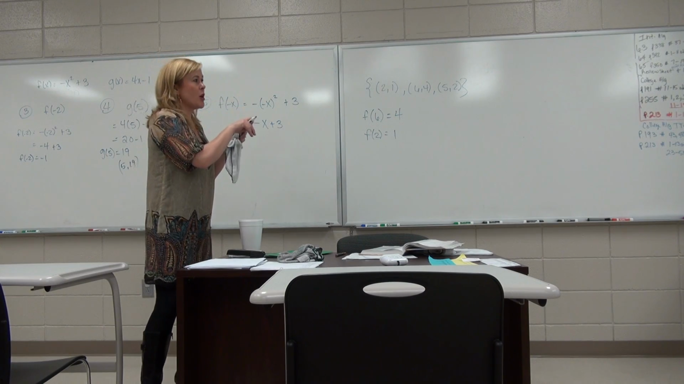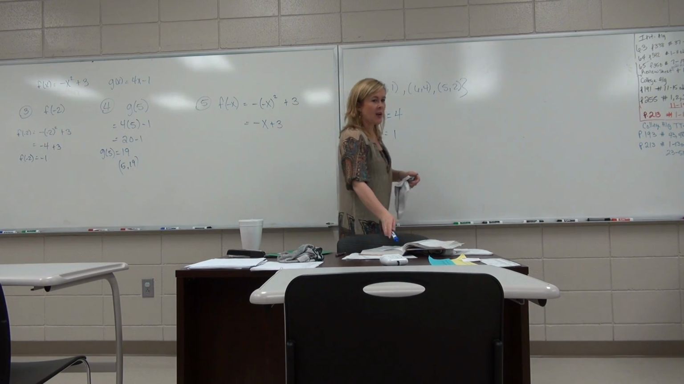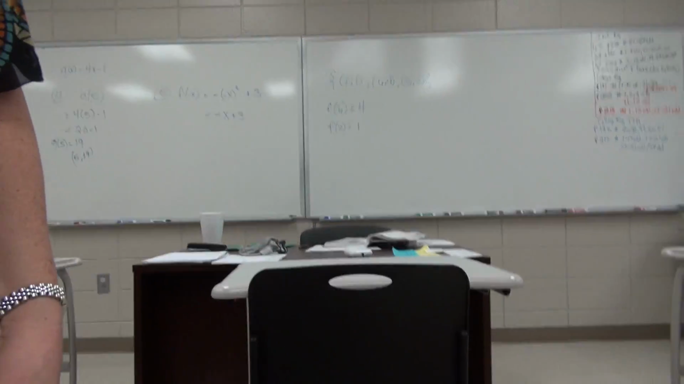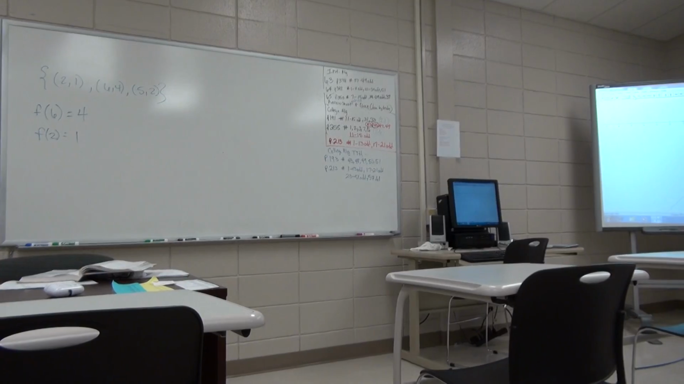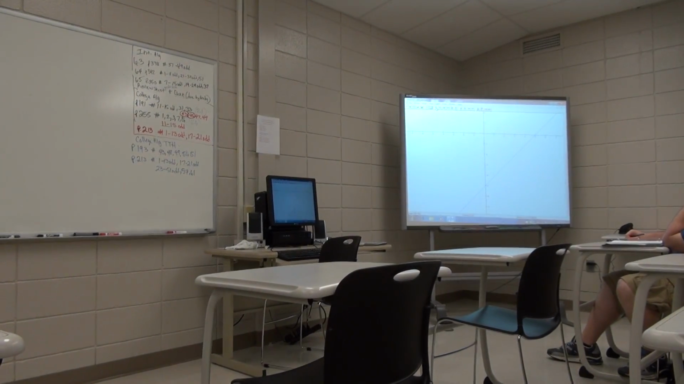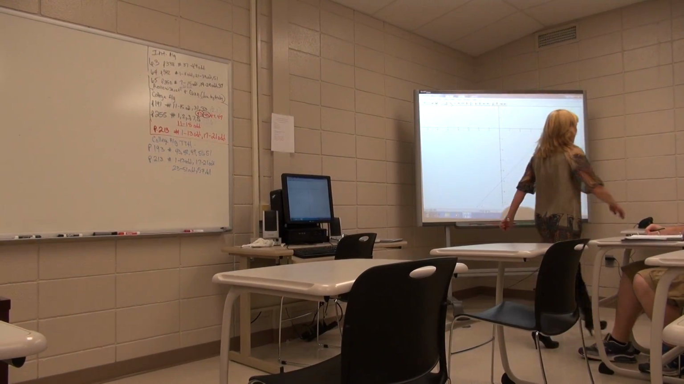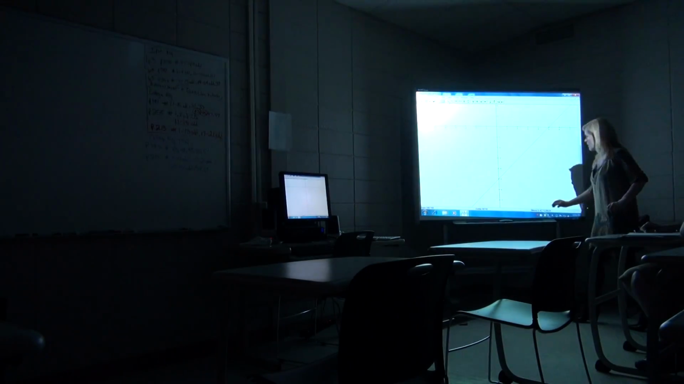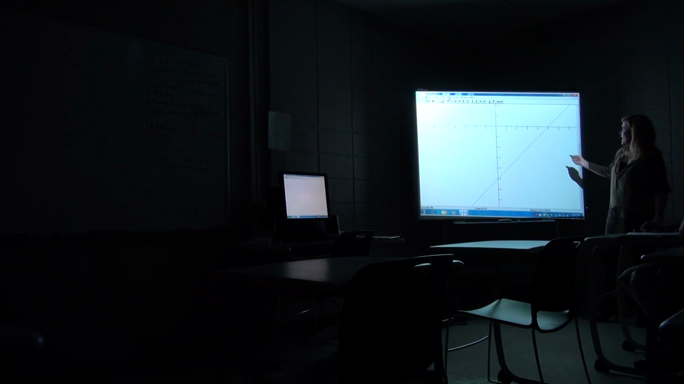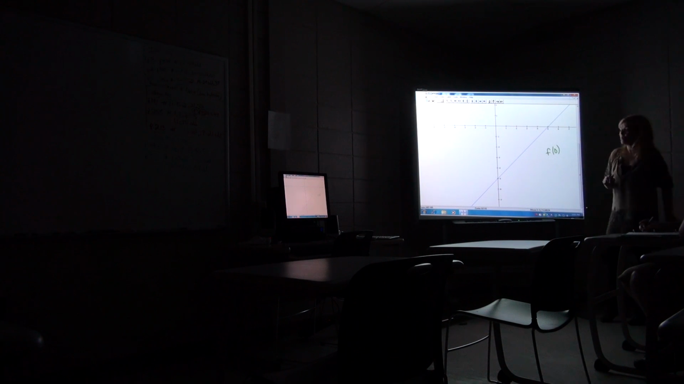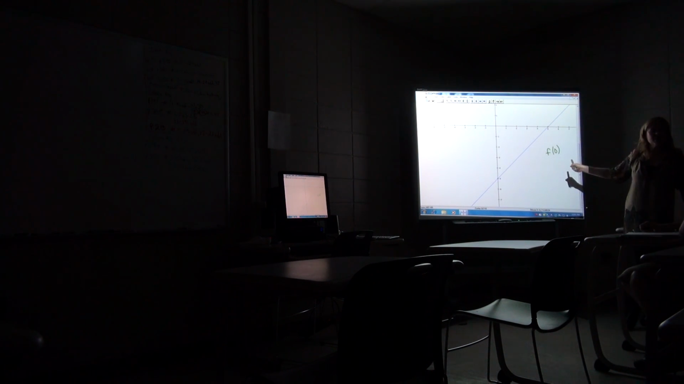Also, let's look over here at the smart board, looking at a graph. Okay, looking at this graph that I have over here, if I want to find f of 0, what does that mean? What's the parentheses always what value? The x. So it means when x is 0, what is the y?